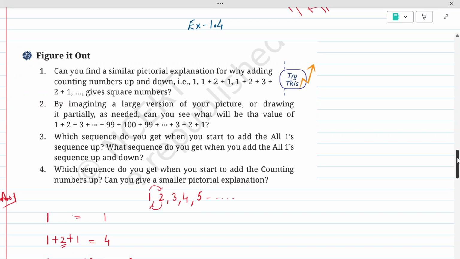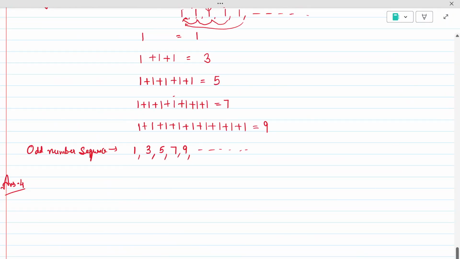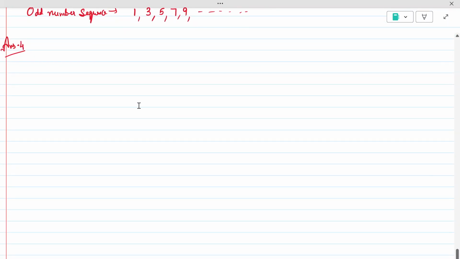Now, what we have to do is see which sequence we will get if we add the counting numbers up. Okay, but first of all, what are counting numbers? Counting numbers are 1, 2, 3, 4, 5, and so on, right? This is our sequence of counting numbers.